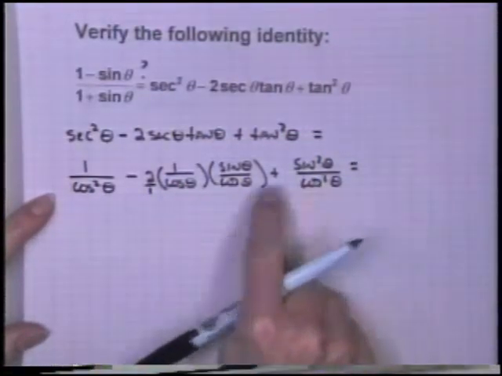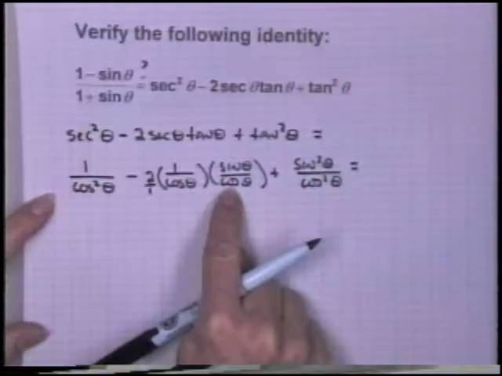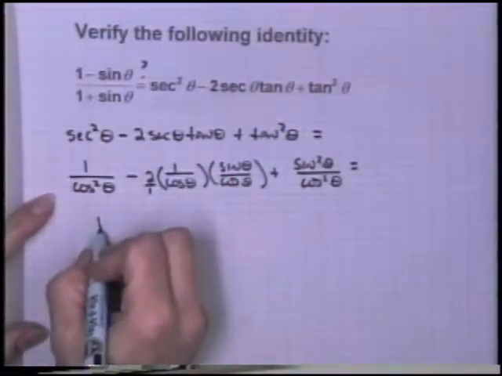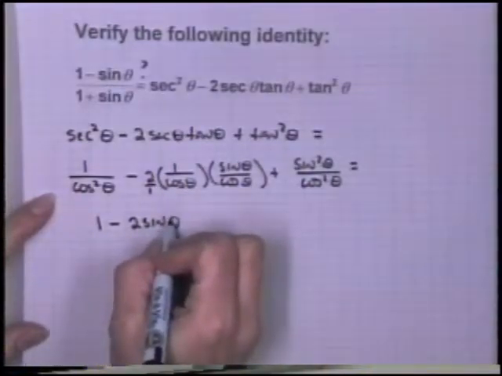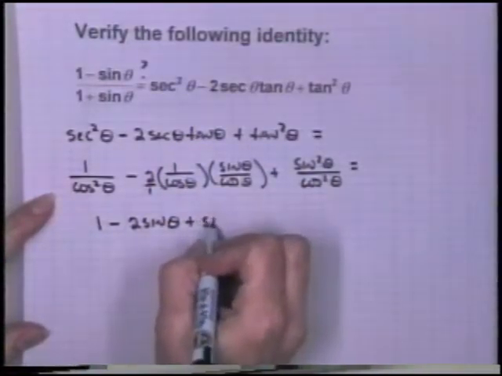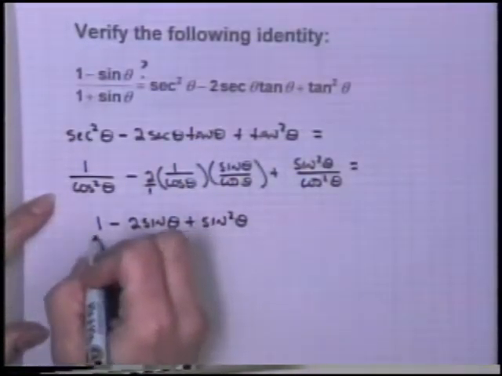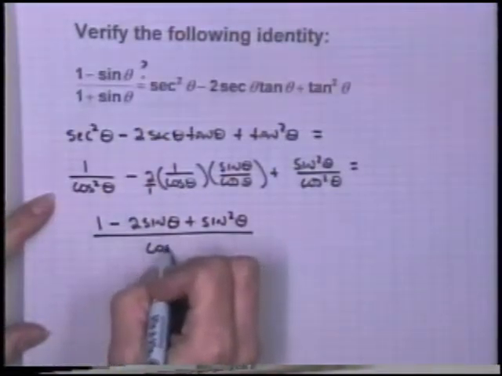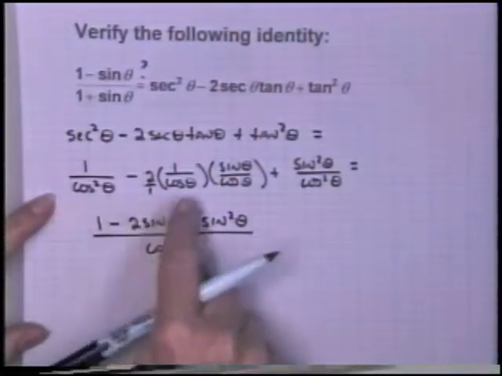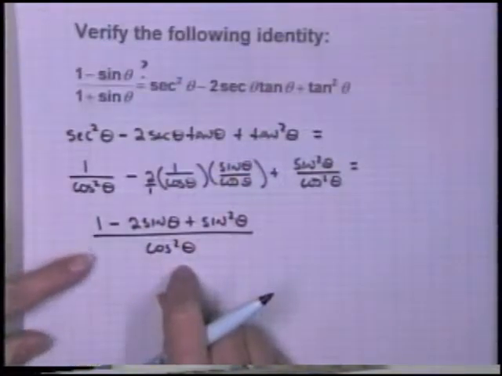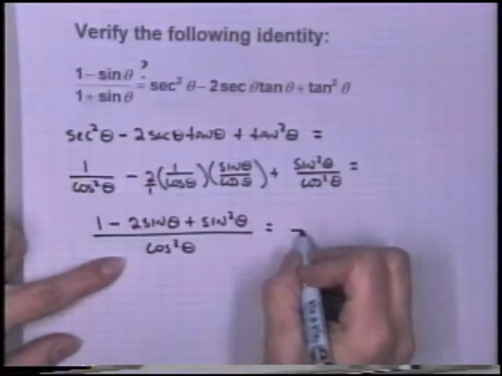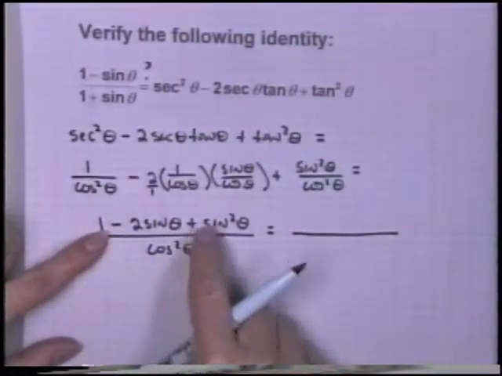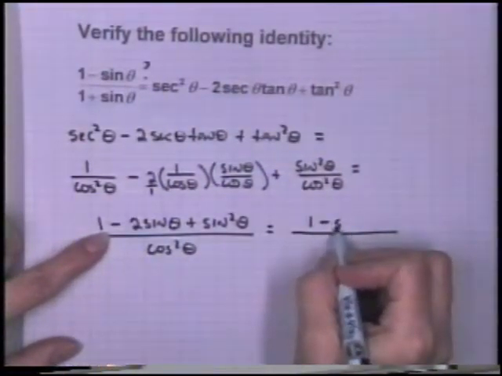Now remember that 2 is over 1 right there. Look, cosine squared here, cosine squared here, cosine squared here. I have a common denominator. So let's just bring all that down. 1 minus 2 sine theta plus sine squared theta is all over that common denominator of cosine squared theta. I didn't even have to get a common denominator. It's there. Okay. Well, now I think I'm ready to do some things.